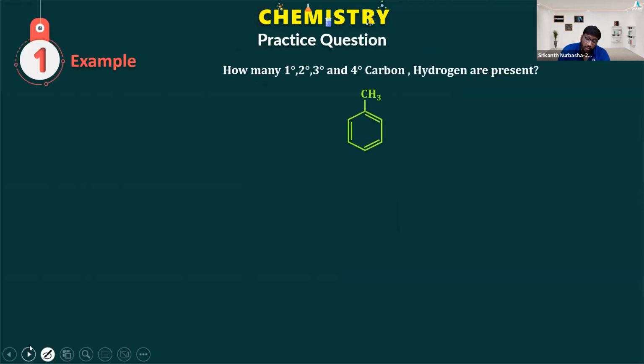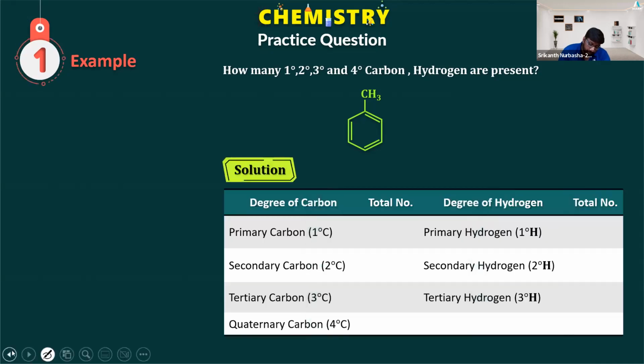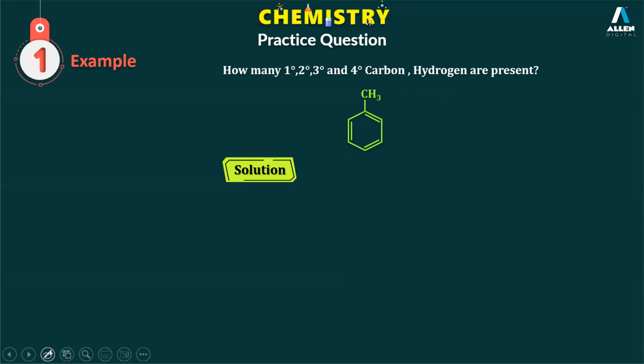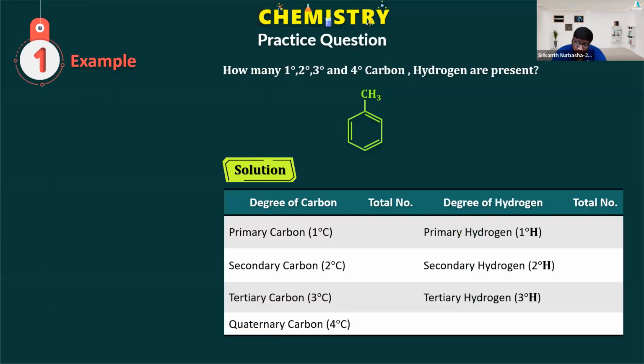Try to solve how many primary, secondary, tertiary, and quaternary carbons and hydrogens are present. How many primary are there, students? Look carefully. One. Primary carbons: only one carbon is there. This is a carbon which is connected to only one other carbon. That is the primary carbon.